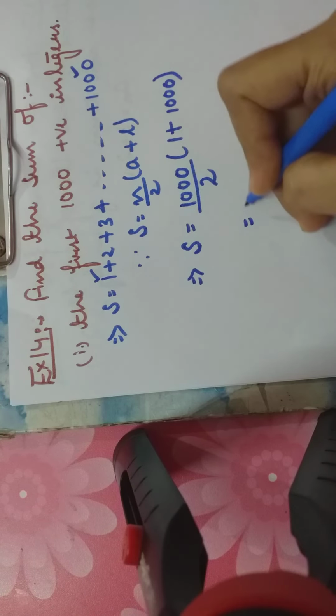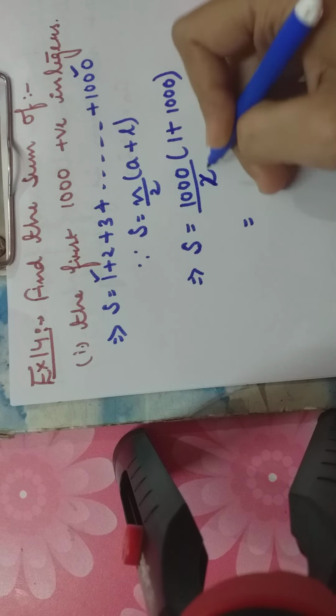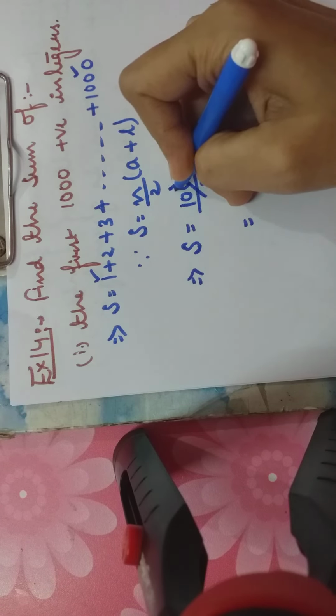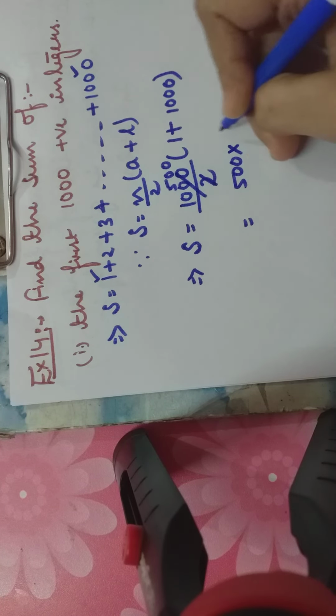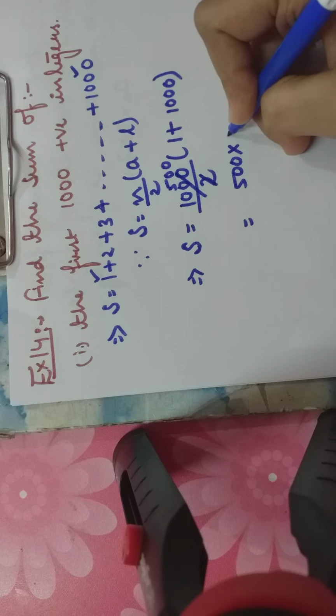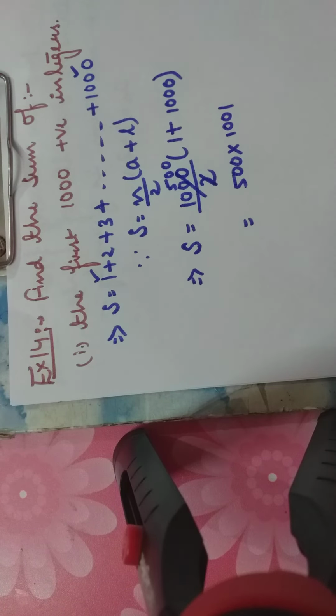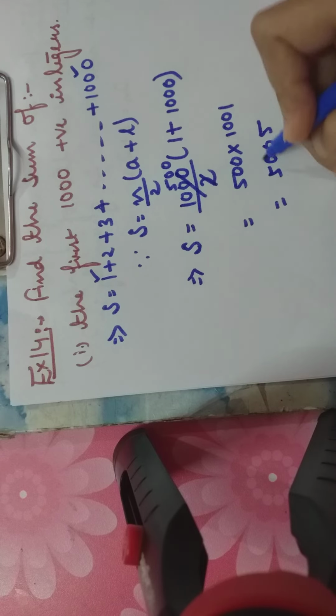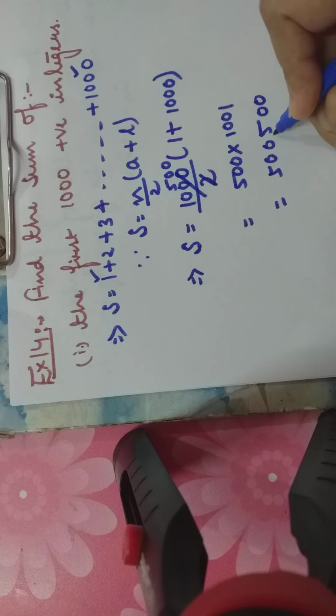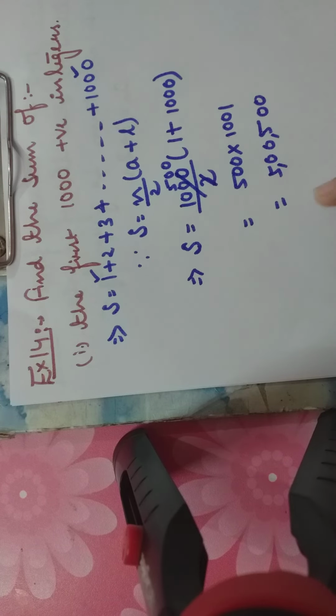Now we have to simplify, so we will cancel out by 2. 2 5s are 10, 0 0, so we get 500 into (1 + 1000), which is 1001. Now we simply have to multiply 1001 into 500. So when we multiply, what will we get? 5005 and here 00, so 00. So our final answer will be 500,500.